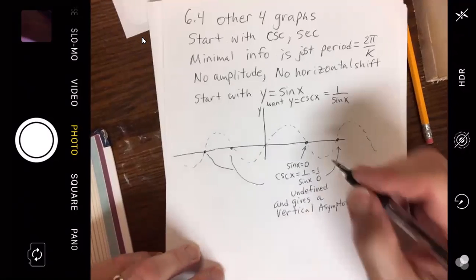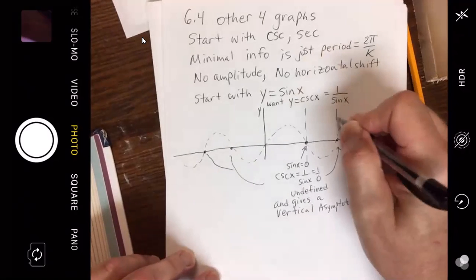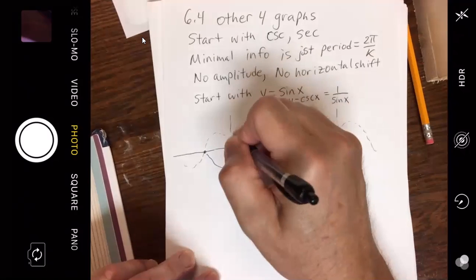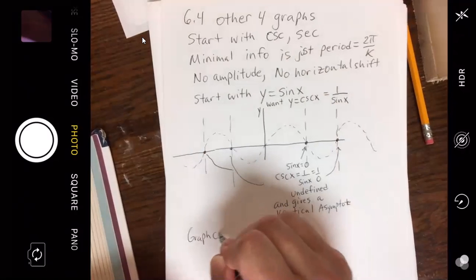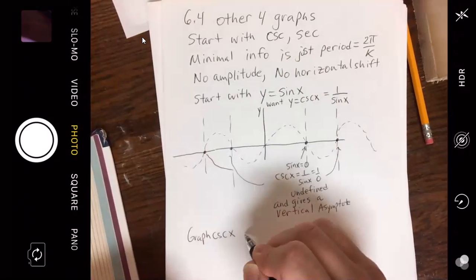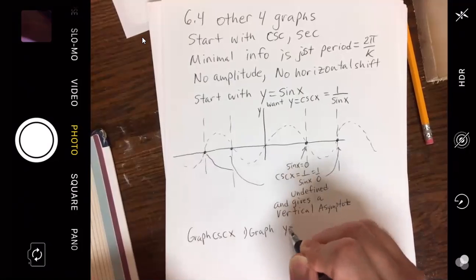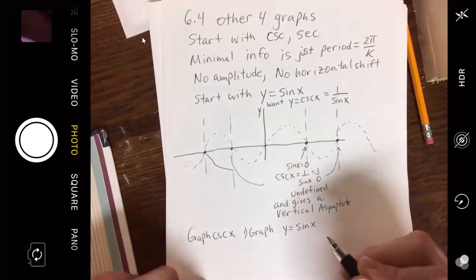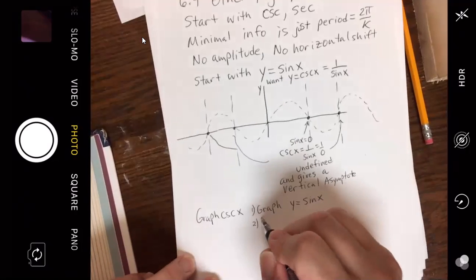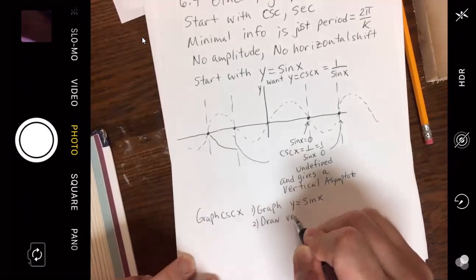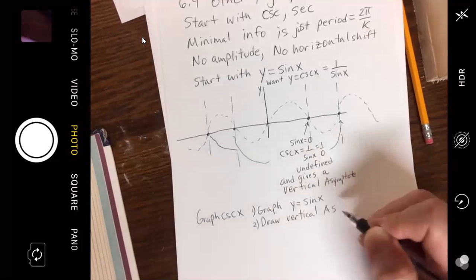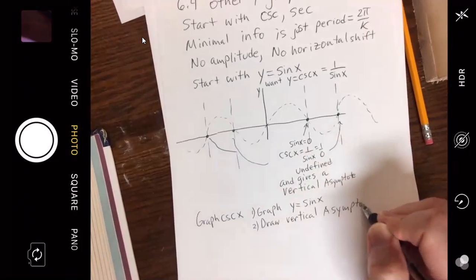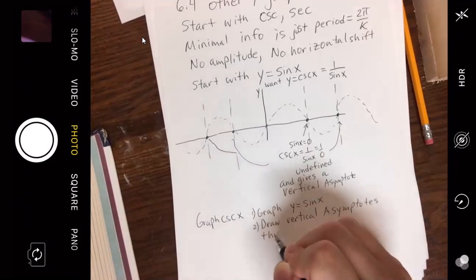So the easiest way to draw a cosecant is to draw the corresponding sine curve. I'll write this out as step 1. To graph cosecant, graph the straight sine curve, then draw vertical asymptotes through the x-intercepts.